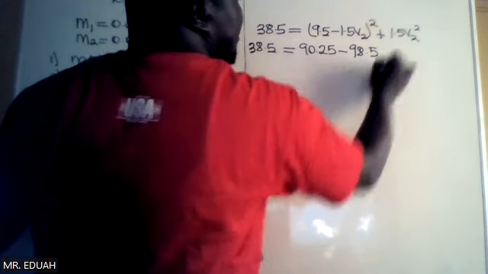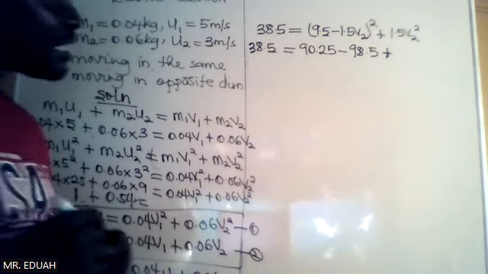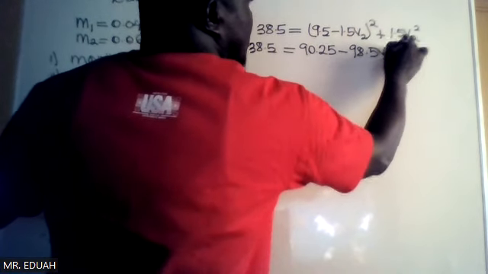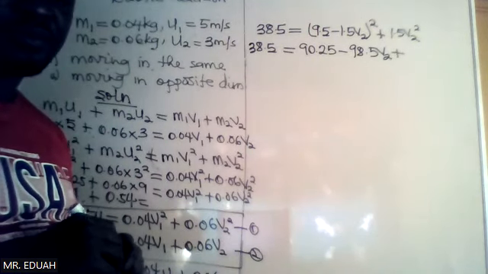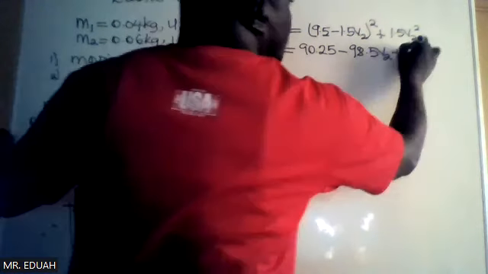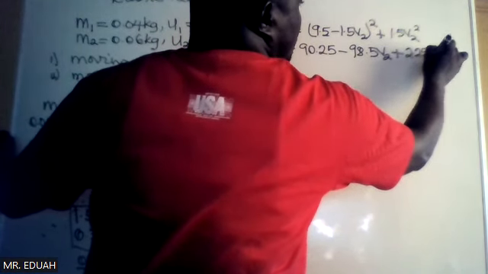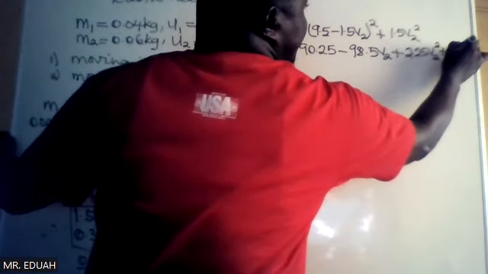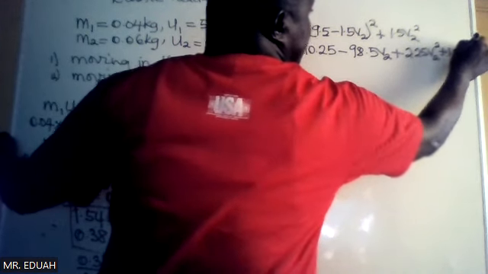So minus 98.5 V2, plus 1.5 squared times V2 squared. 1.5 squared is 2.25. So plus 2.25 V2 squared, plus this 1.5 V2 squared. So that's the expansion.